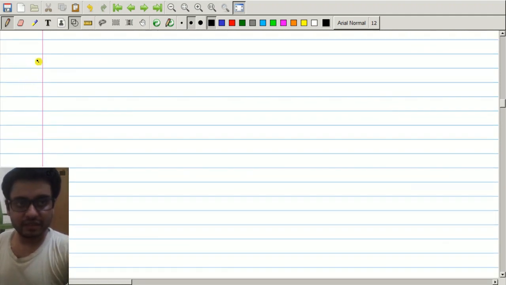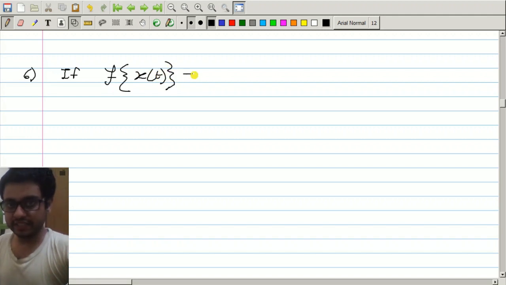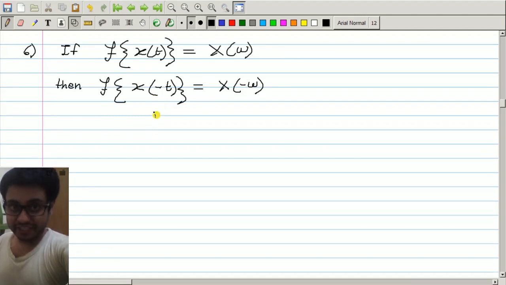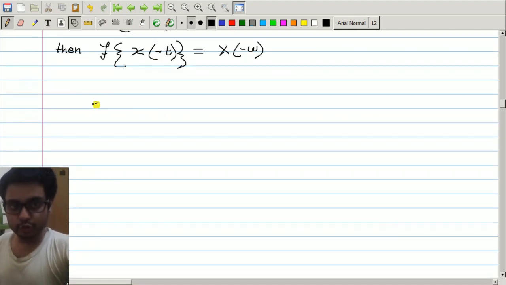Next, again, if the Fourier transform of small x(t) is capital X(omega), then the Fourier transform of x(minus t) will be equal to capital X(minus omega). This is the time reversal property. Try to prove it yourself. And here is the proof.